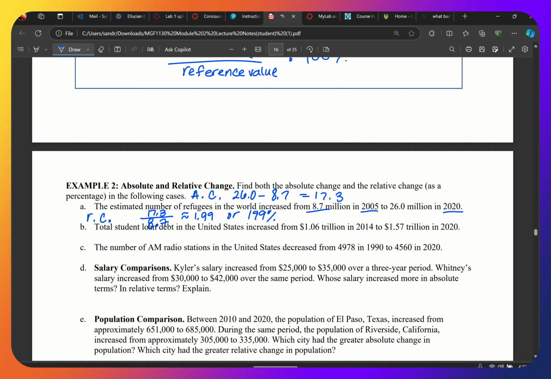Does that make sense? Well, 100% increase would be what? Another 8.7. So 8.7 and 8.7 would have been 17.4. So that's 100%. Well, it's greater than 17.4 for sure. Good.